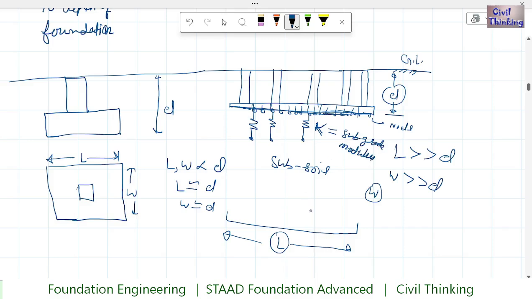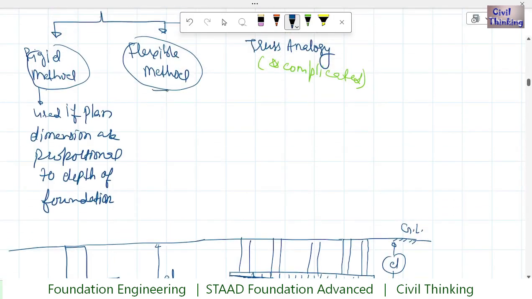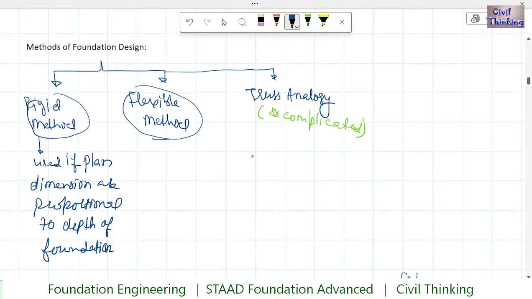So these are the things when we actually begin the flexible method. This is just an introductory class. When we begin the rigid method and the flexible method in depth, I will definitely talk in detail about this. Now let us talk about the truss analogy. As I have told you, it is complicated, but still I think it is appropriate to give a little introduction.